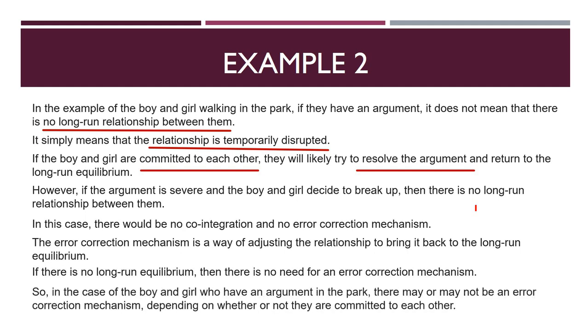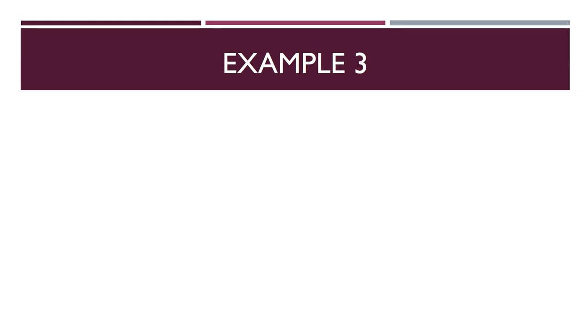So in this case of the boy and girl who have an argument in a park, there may or may not be an error correction mechanism depending on whether or not they are committed to each other. That means whether they are having a long-term relationship or not. If they have a long-term relationship, the argument will be solved, and the error correction term will be there. If they don't have a long-term relationship, no error correction term will be there.